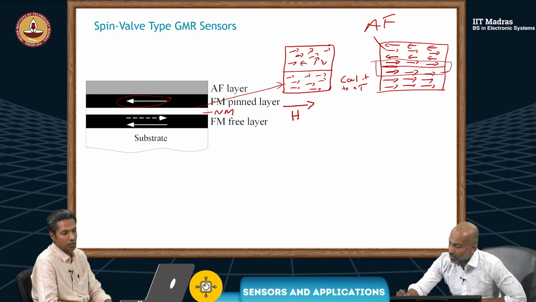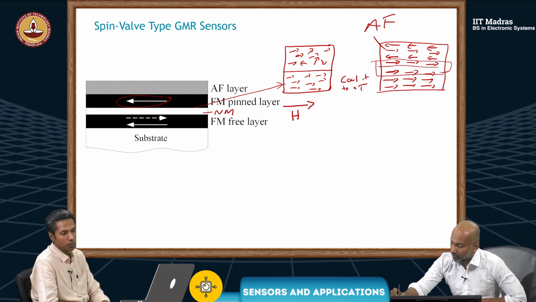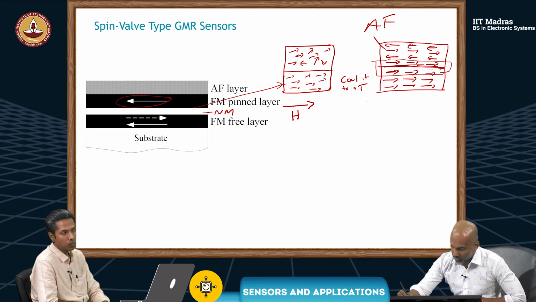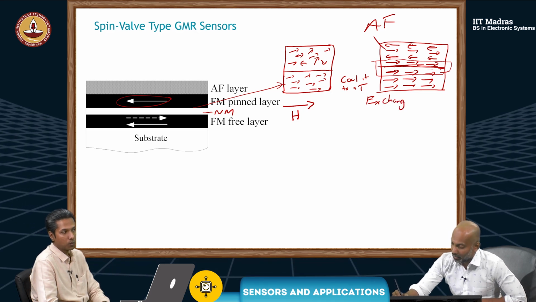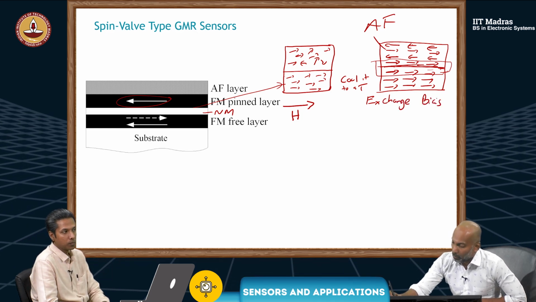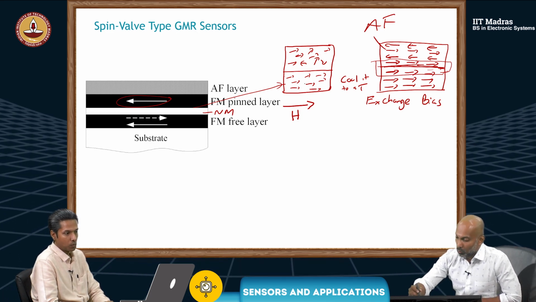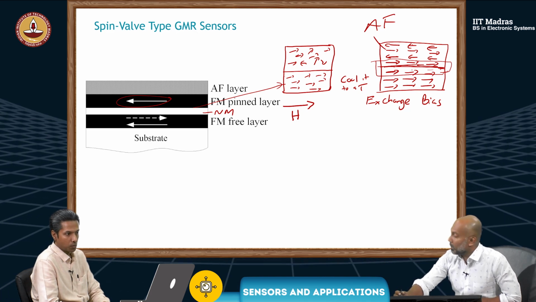There is some interaction going on between these two at the interface, which is called exchange bias. Interested students can have a look at that. Bias means it's biased in one direction. So when you apply a magnetic field and cool it to a certain temperature, this direction will be fixed.